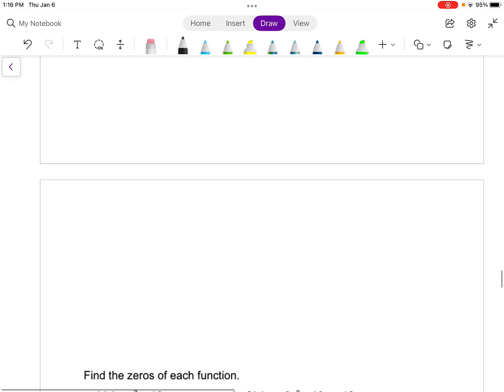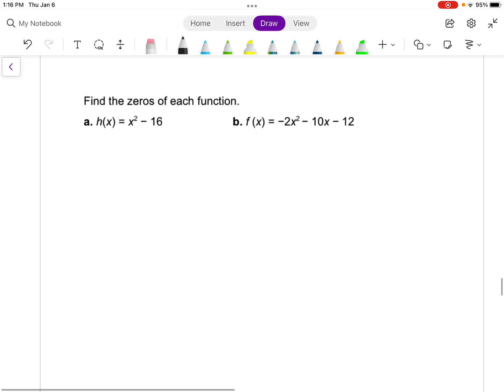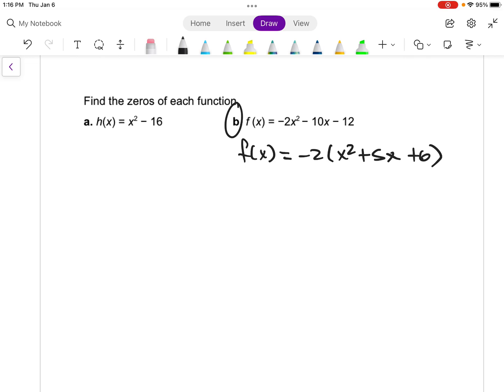Let me show you another example down here. Find the zeros of each function. Let's do b right here. If I want to find the zeros or the x-intercepts, I want it in factored form, in intercept form. So I'm going to take this and factor it. I'm going to take a -2 out. It's kind of like that last problem we just did. Make sure you change all the signs. So x squared plus 5x plus 6. I'm going to factor that part. So -2 times (x plus 2) and (x plus 3). All right, there's a. A is -2.